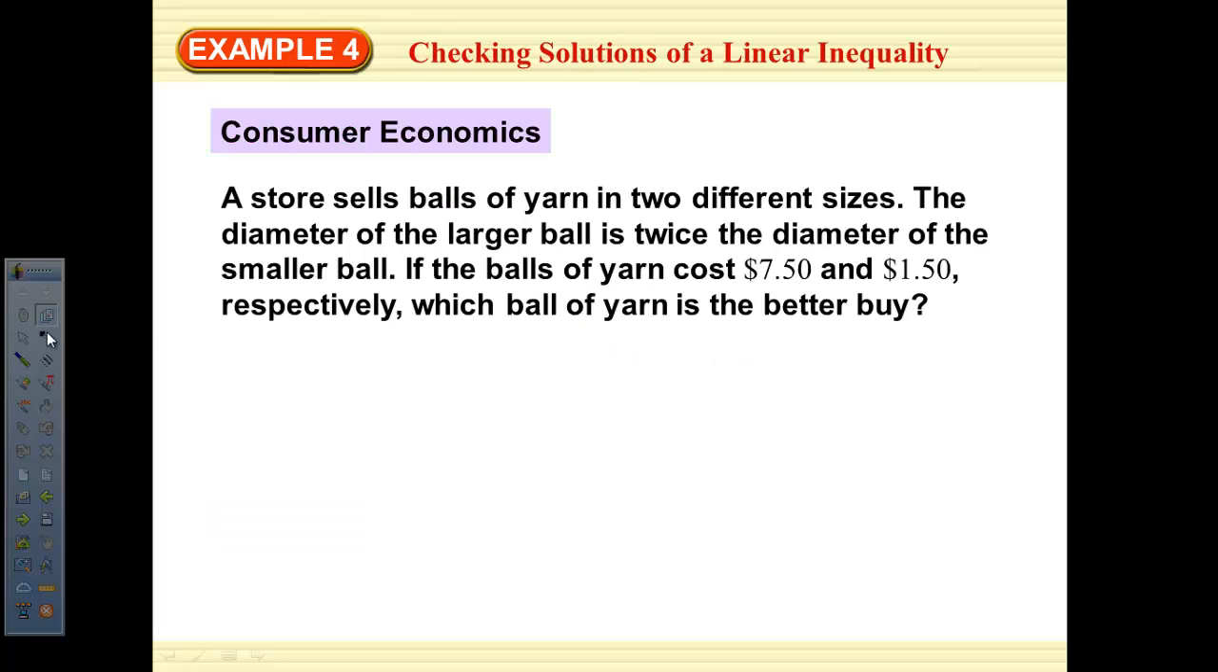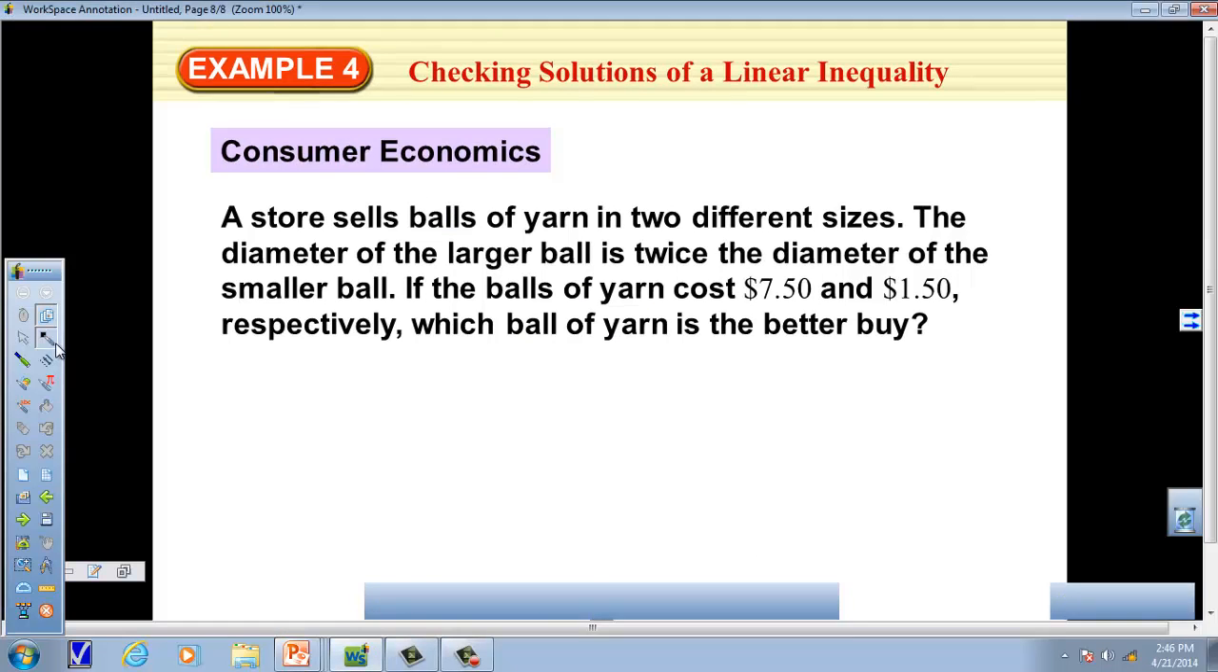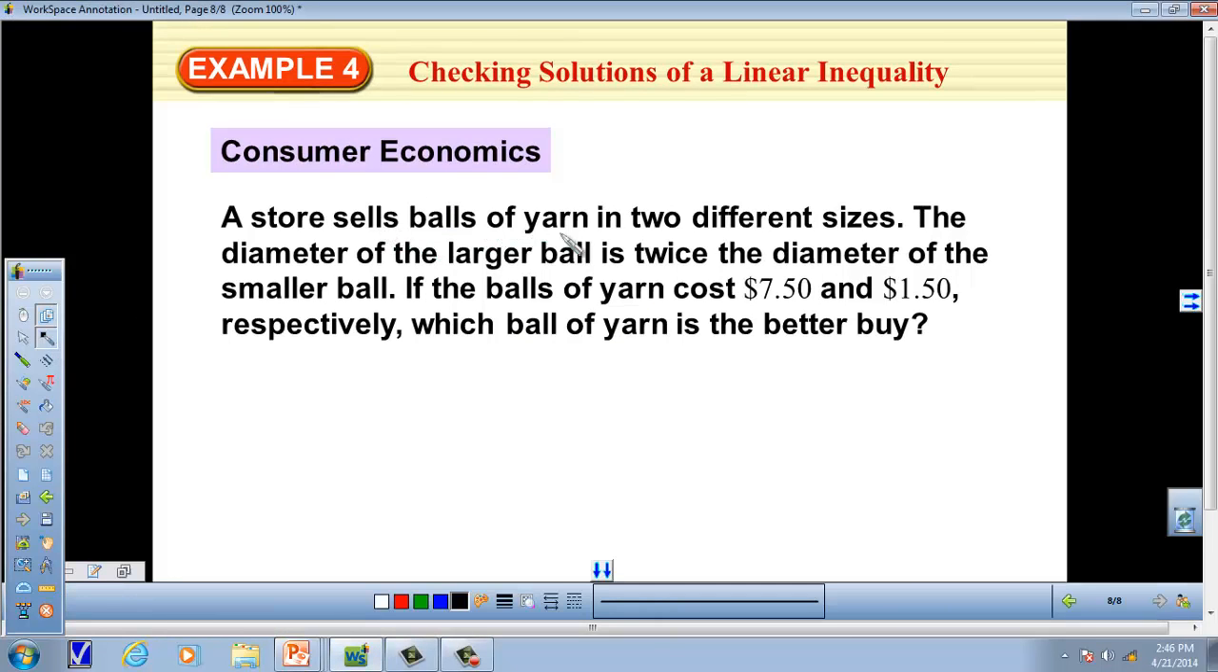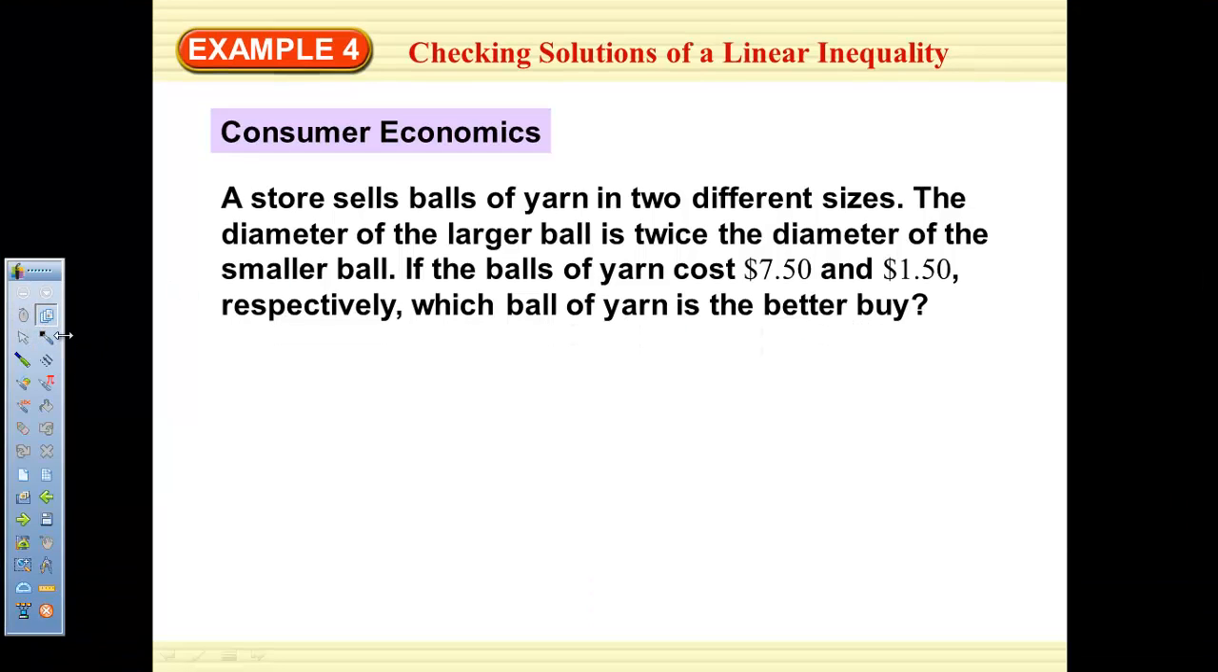Here's another type of problem. It says a store sells balls of yarn in 2 different sizes. The diameter of the larger ball is twice the diameter of the smaller ball. And the balls of yarn cost $7.50 and $1.50. Which one's the better buy? Well, we would want to look at the volume for both of these.